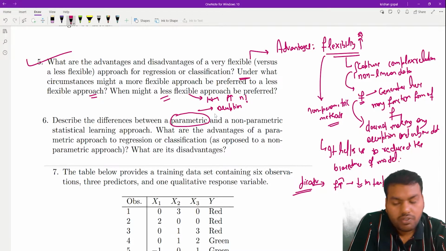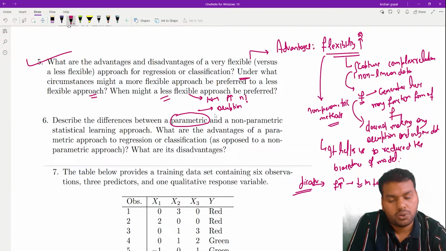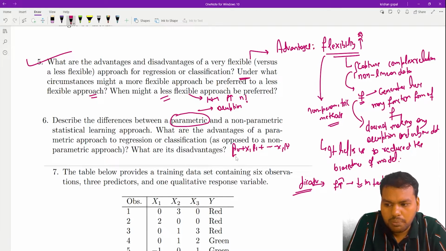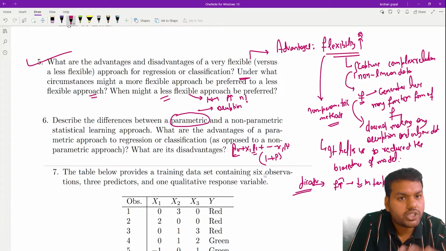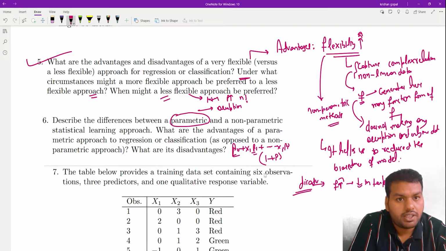One advantage is that once you know your parametric method is a linear form, you do not need to estimate the full function. What you need to do is estimate beta naught plus x1 beta 1 up to xp beta p. You need to measure these 1 plus p coefficients in place of estimating the full function. Once you know these coefficients, you can put in the values and get the y value. So this can be one advantage.